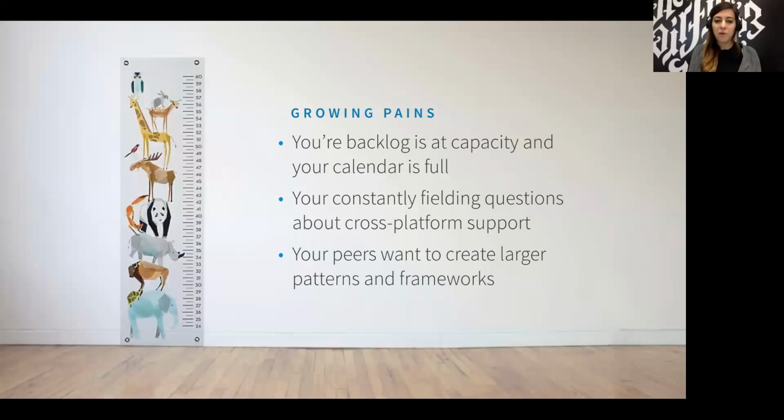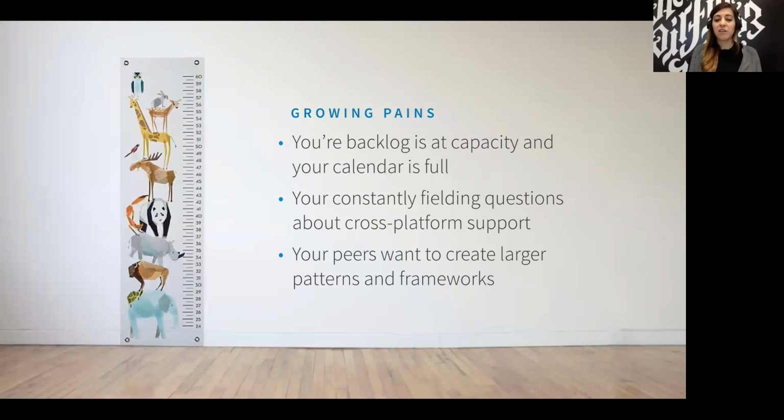So the growing pains at this point, you might see that your backlog is at capacity. Everyone knows who you are now. Everyone knows what you're doing. Your calendar might be full. Everyone wants to meet with you. You're constantly fielding questions about cross-platform support. So, you have a super strong platform, whatever platform you started with, wherever your members are for your product. Your designers and engineers start saying, hey, what about the other platforms? What do I do here?